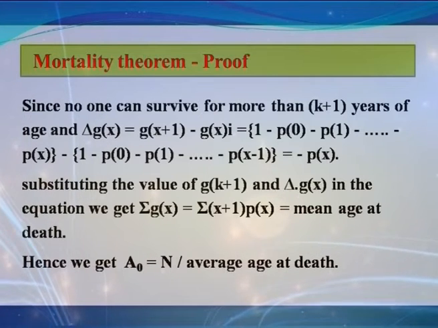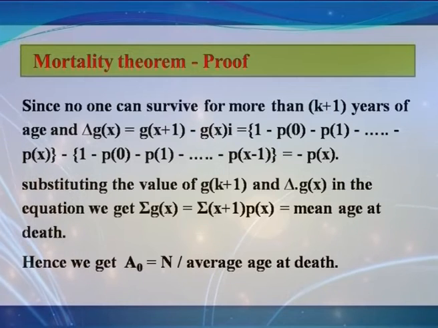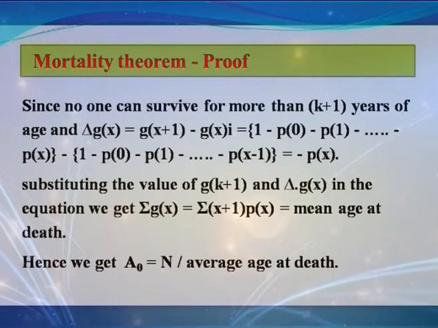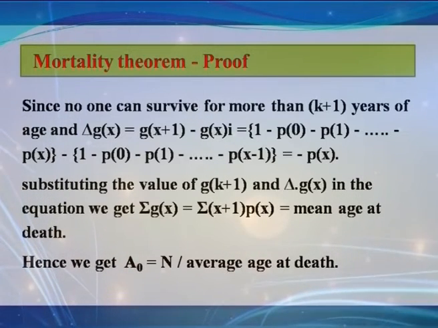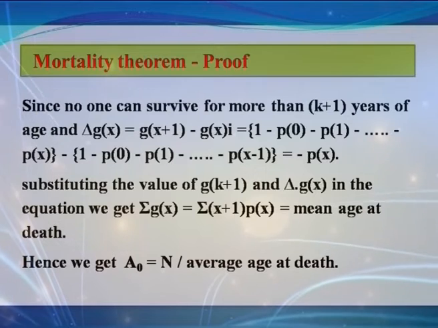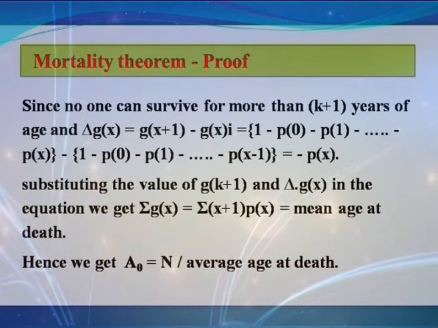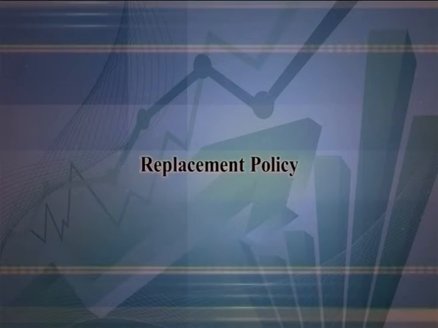Substituting the value of g of k plus 1 and delta g of x in the equation, we get summation g of x is equal to summation x plus 1 p of x, which is equal to the mean age at death. Hence, we get a naught is equal to n by average age at death.